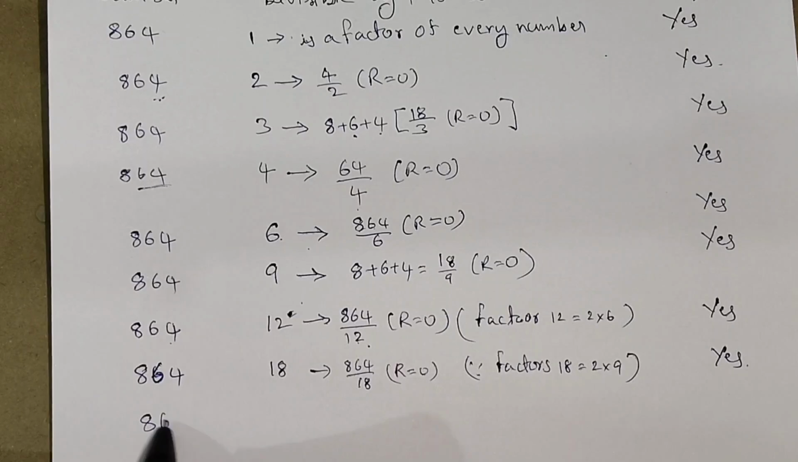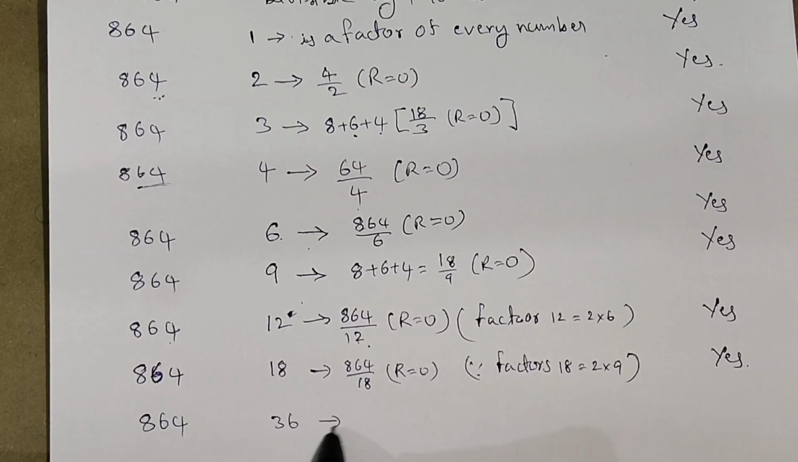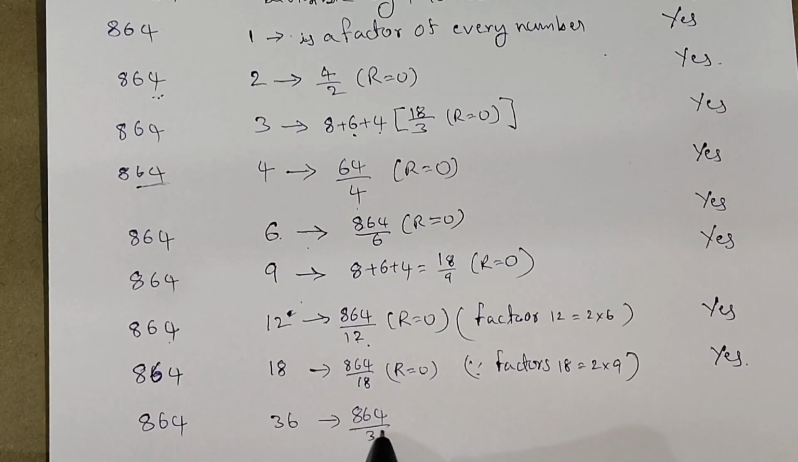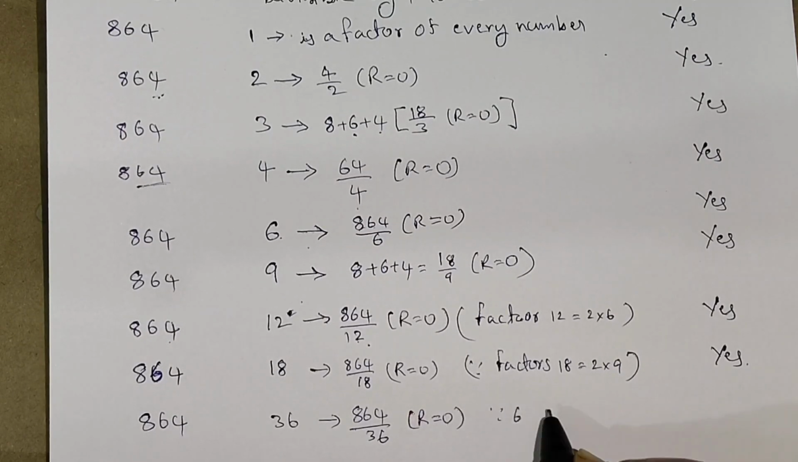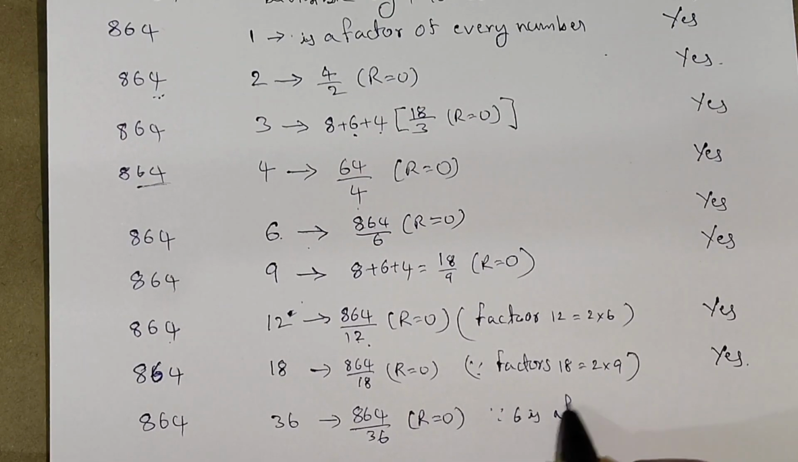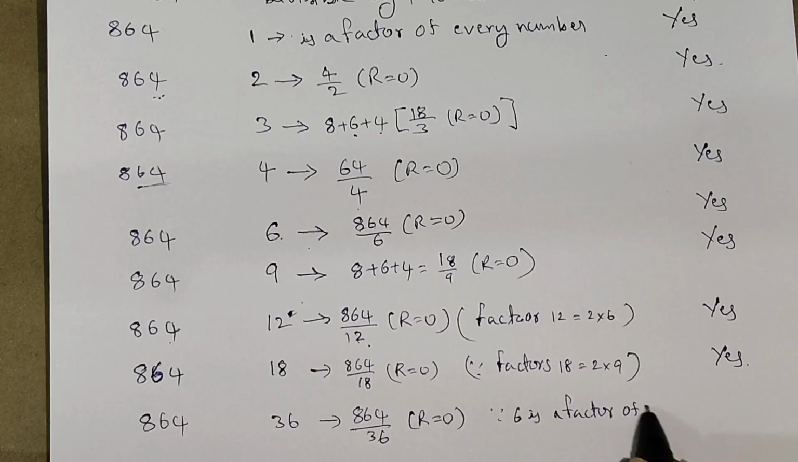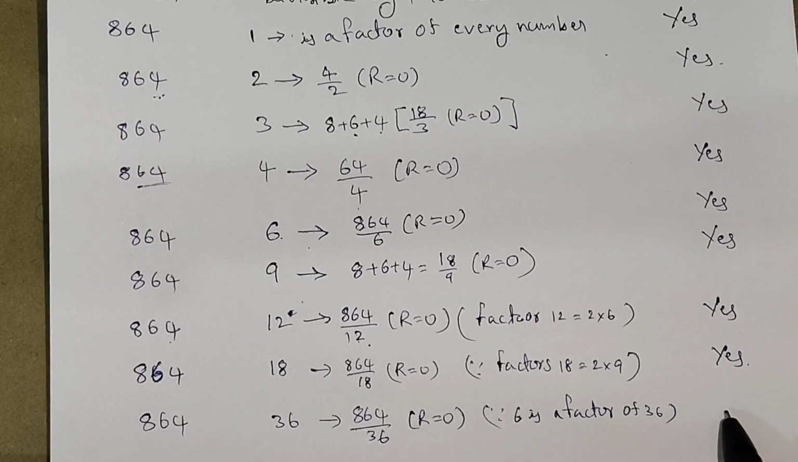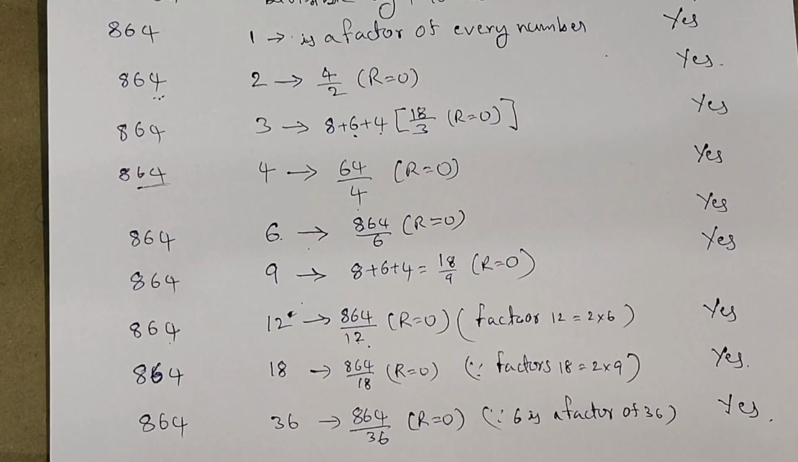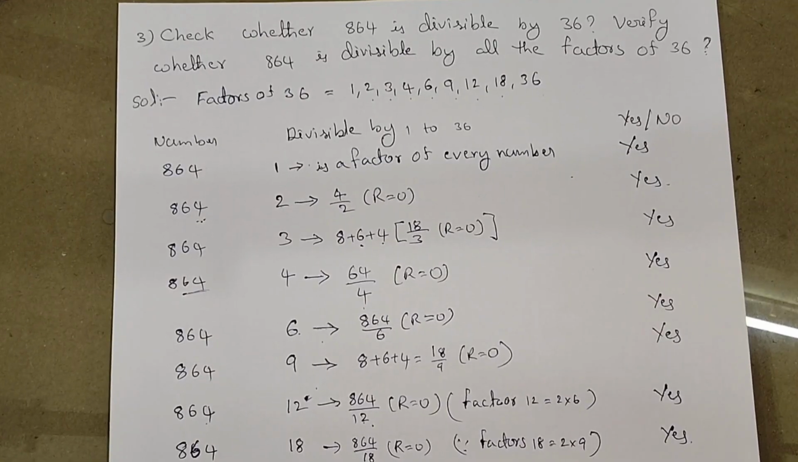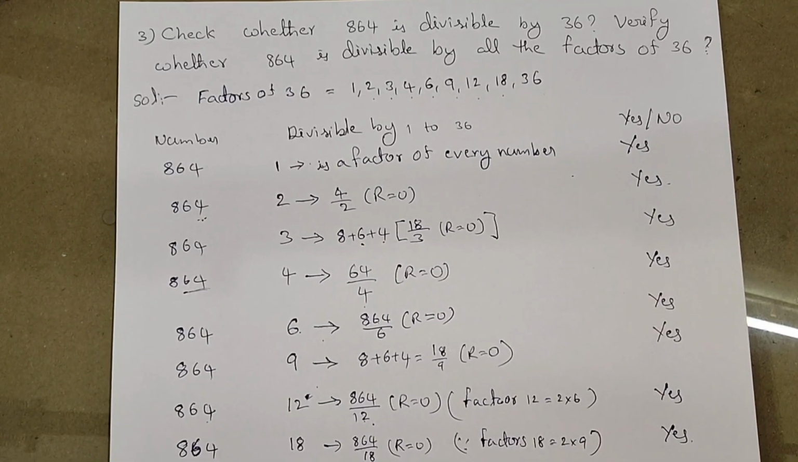Next, 36. 864 by 36, the remainder is 0. 6 is a factor of 36, and the number is also divisible by 6, so this number is divisible by 36. This is the complete solution of the third question.